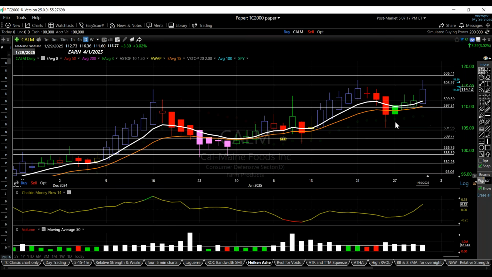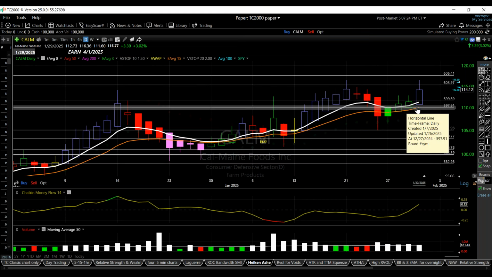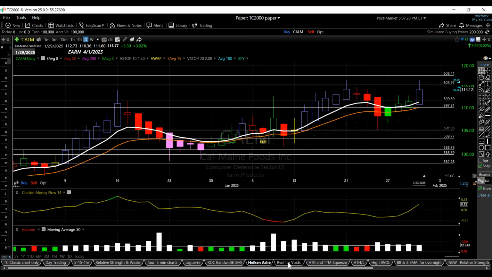All right, so here's CALM today. You notice we came down. We put in basically a Heiken-Ashi reversal candle right there, and now we've got a big blue one today with a compression break. It's a nice setup right here on Heiken-Ashi candles.